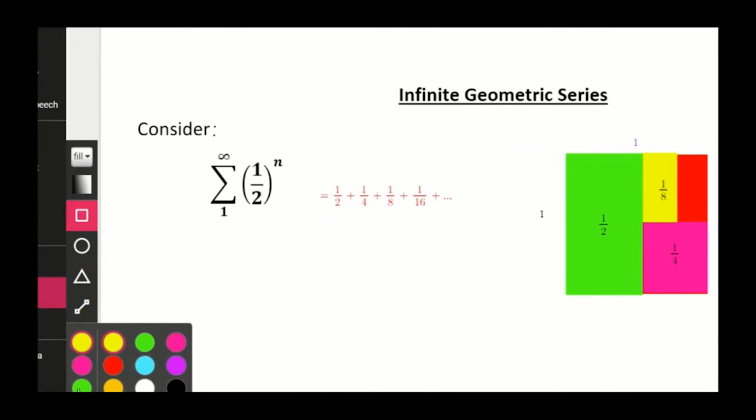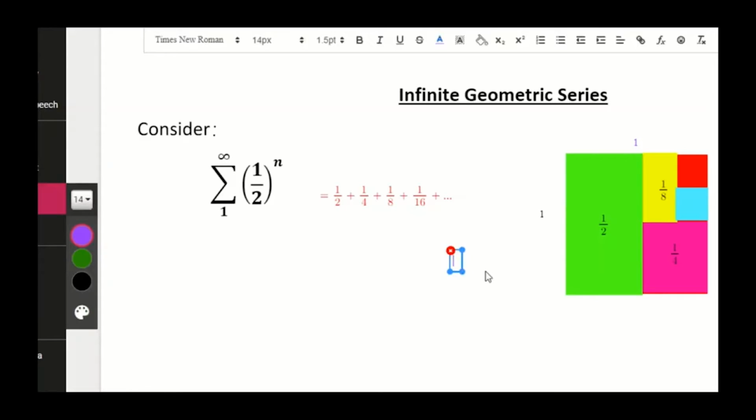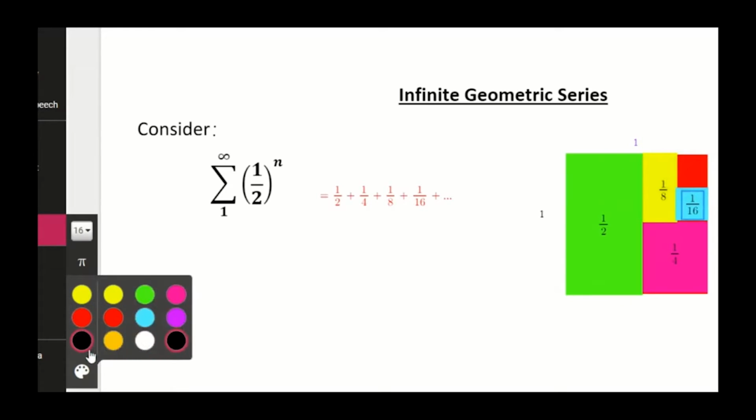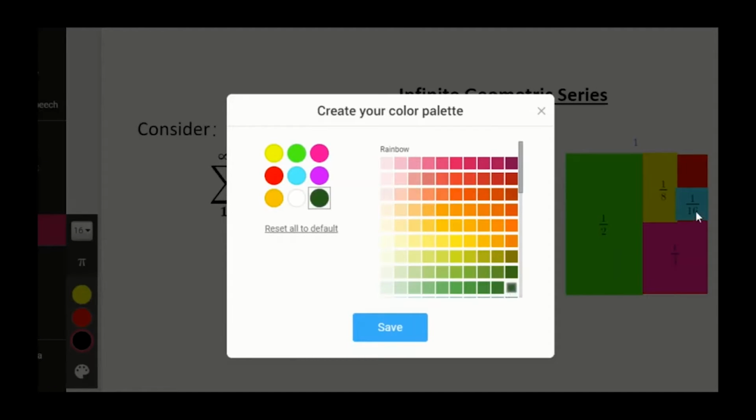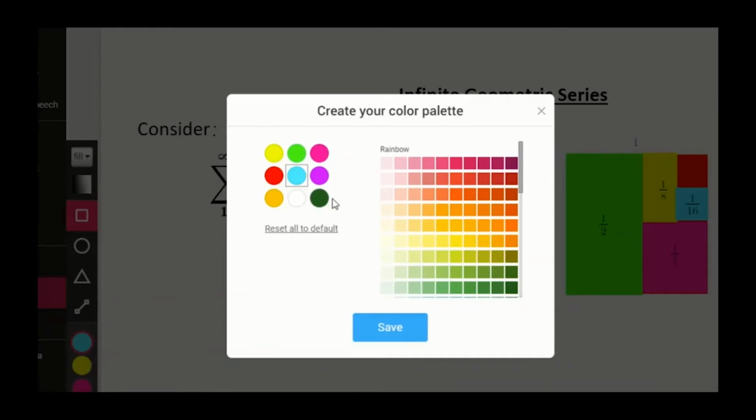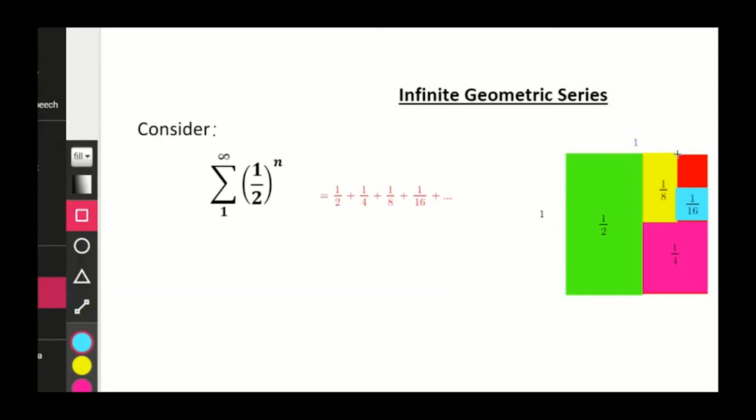So let's see, we're running out of colors here. How about some light blue? So this section right here is going to be 1/16. And basically you could continue this forever. And if and only if I continue it forever, will I get my sum. Okay? So my sum here is going to be what? What do you think it's going to be?